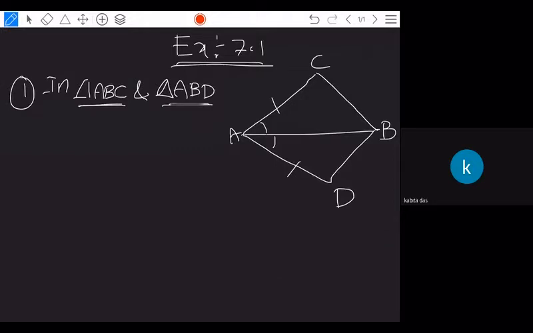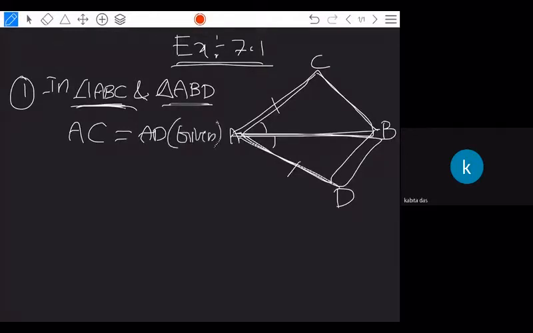Now in this triangle ABC, ABC triangle is nothing but this triangle here, see, this one. Is it visible to you? So in this triangle, the side AC is equal to AD in the ABD triangle. This is given, you have to write given. And in ABC triangle, what is that angle name? Angle CAB is equal to angle DAB.